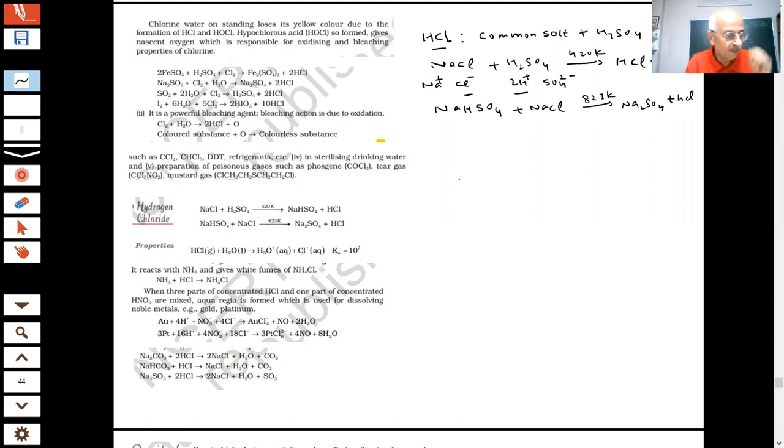What is important about HCl? You know that in the chemistry lab, you have bottles of hydrochloric acid. So it's a very good laboratory reagent and finds use in so many places.